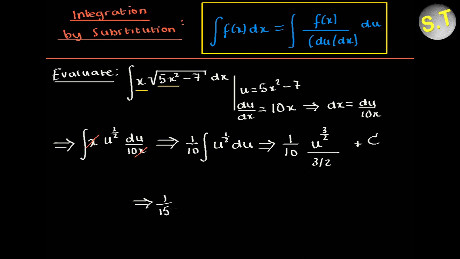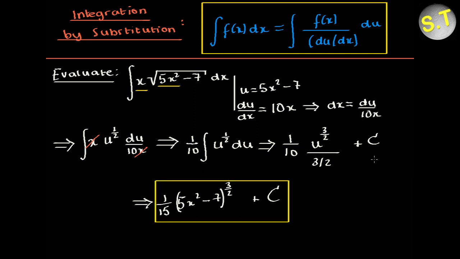So 1/15. And our u value is 5x squared minus 7. Remembering again to the 3/2 power plus our constant of integration. And there we have our final solution.